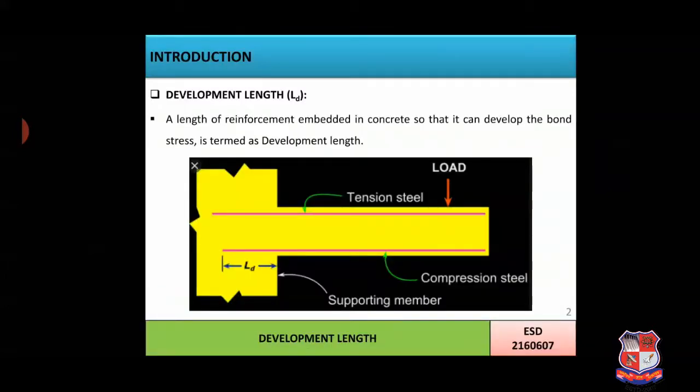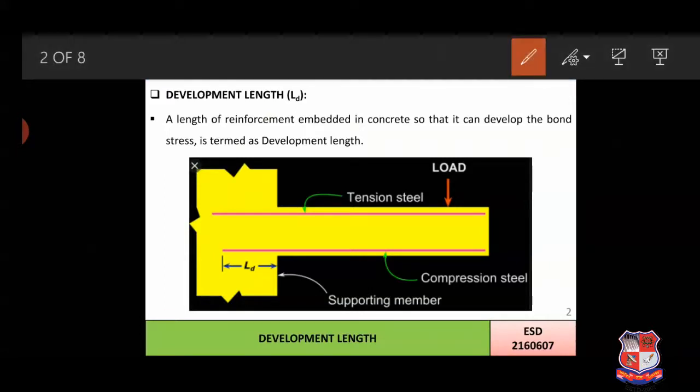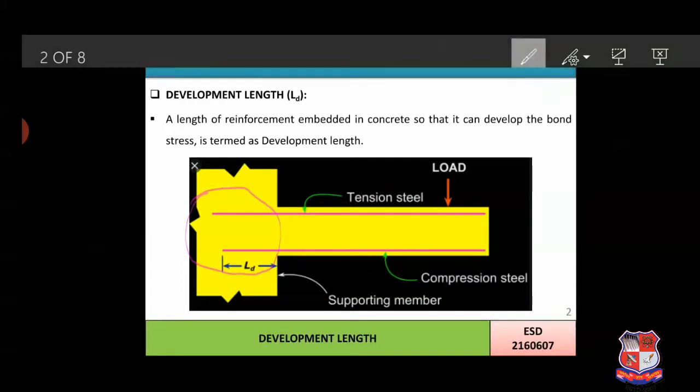Development length: a length of reinforcement embedded in concrete so that it can develop the bond stress is termed as development length. Means any length of reinforcement which is inserted into the structure is known as development length. We can see over here, this indicates the development length.